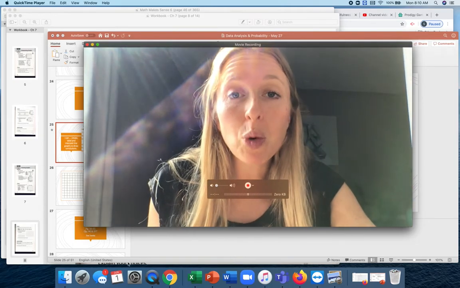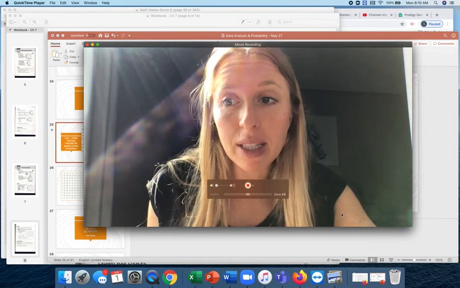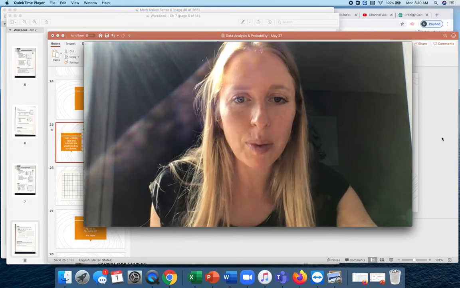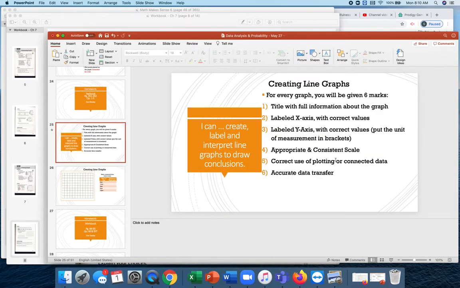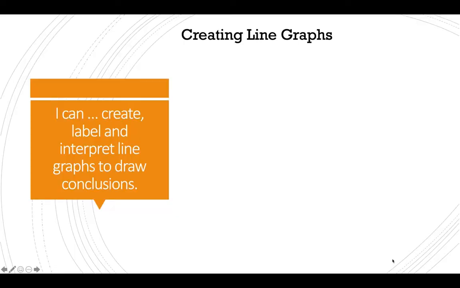So today we're going to be creating line graphs. So it's a little bit just a further extension from what we did yesterday. Okay, so the I can statement is the same, so you don't need to write it in again. Because I can create, label, and interpret line graphs to draw conclusions. So mainly yesterday we were determining what we would do to create. That was kind of like step one, and a little bit of interpretation as well. Today we're focusing on the creation and the labeling. Okay, so title is creating line graphs.